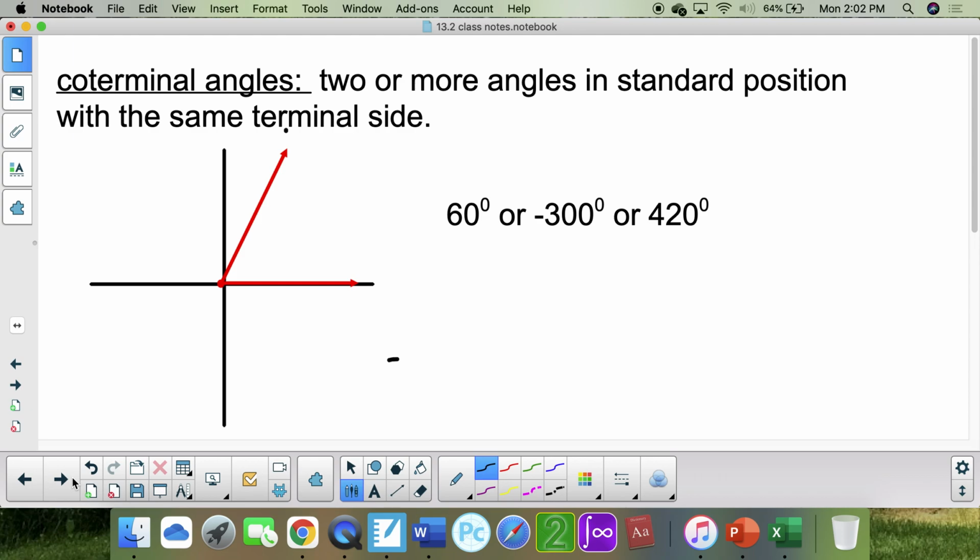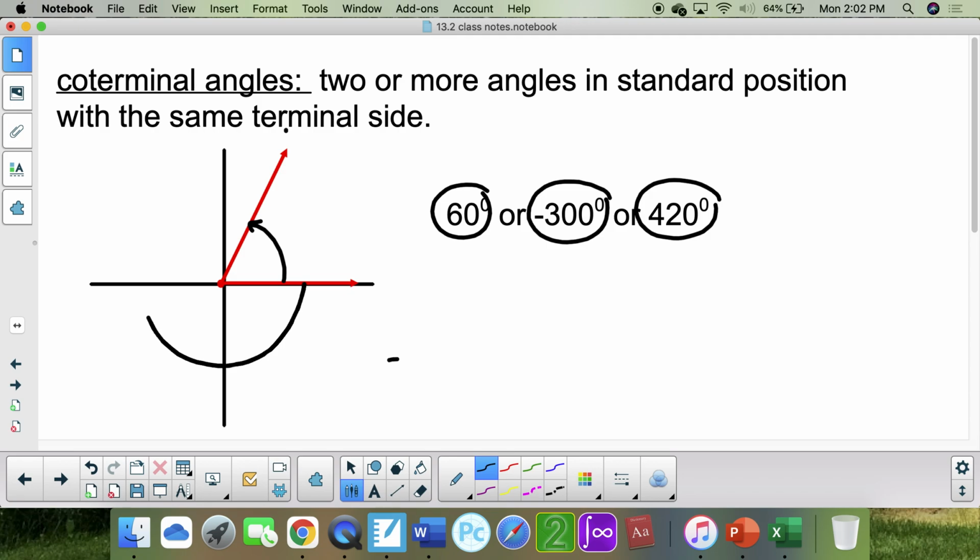What's a coterminal angle? It's two or more angles in standard position with the same terminal sides. So 60 degrees, negative 300 degrees, and 420 degrees all land in the exact same spot. So here's 60. A negative 300 just goes in this direction, a negative 90, a negative 180, a negative 270, and go a little bit past that. So that also lands where that red line is. And then 420 is going around all the way around once.